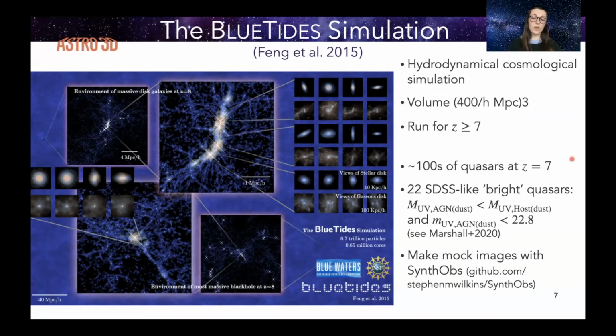And so for this work, we focus on SDSS-like bright quasars, of which there are 22 with magnitudes brighter than 22.8. And so we then make mock images with SynthObs software of each of these 22 quasars, and then basically trick our observational pipeline into thinking that these are real observations. And then we can make some detailed predictions of what JWST will see.